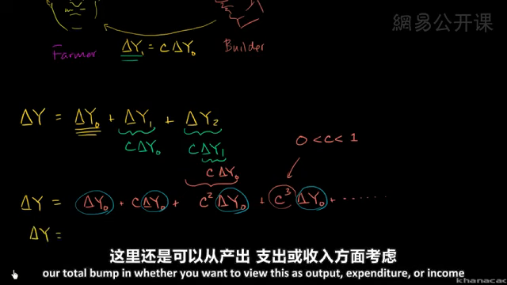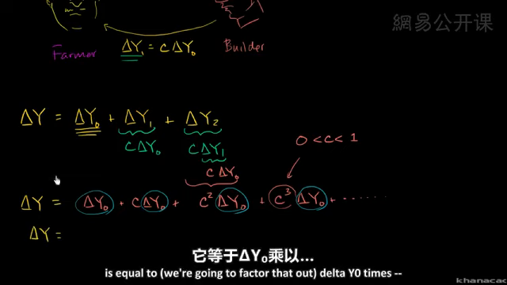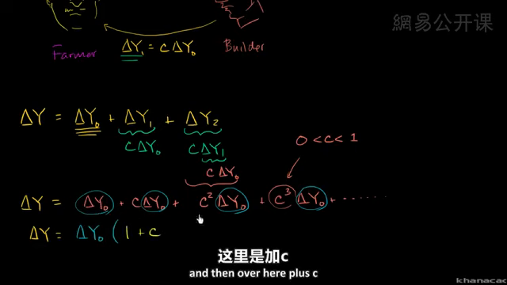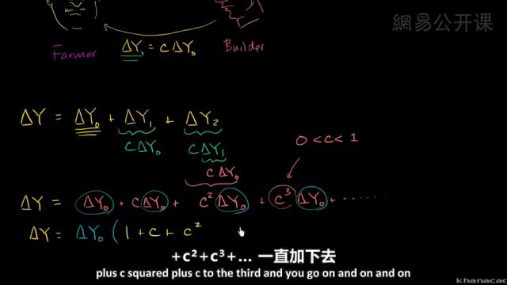Our total bump, whether you want to view it as output, expenditure, or income, is equal to, we're going to factor that out, the delta Y naught times, and then we are just left with, you factor the change in Y naught here, you get 1. And then over here, plus c squared plus c to the third, and you go on and on and on.